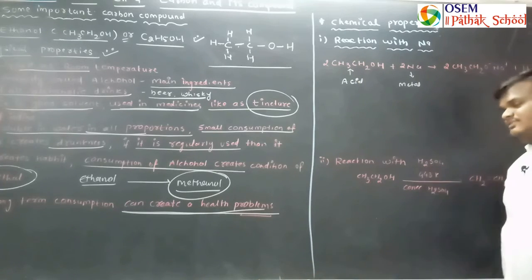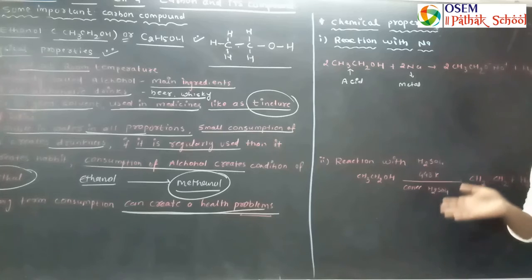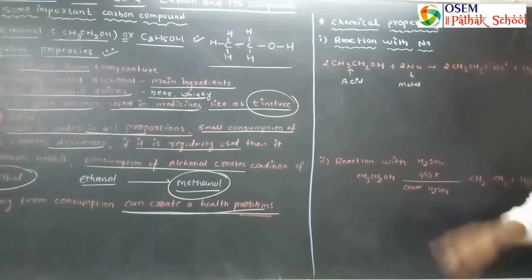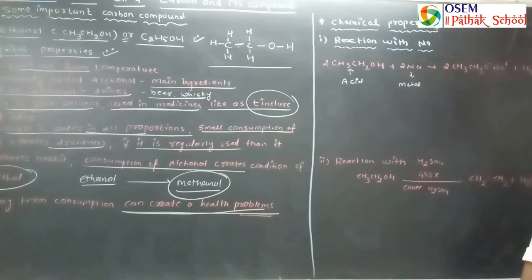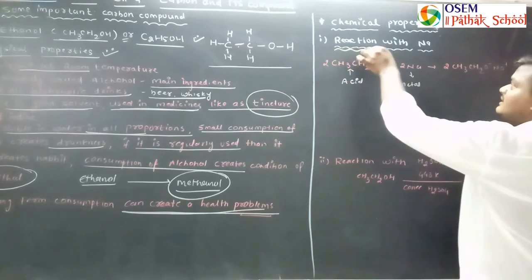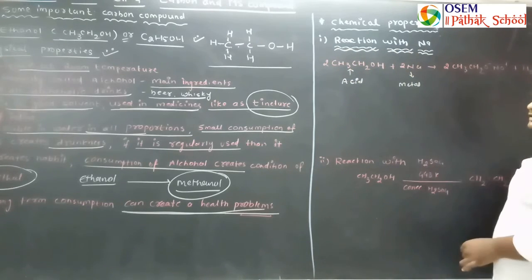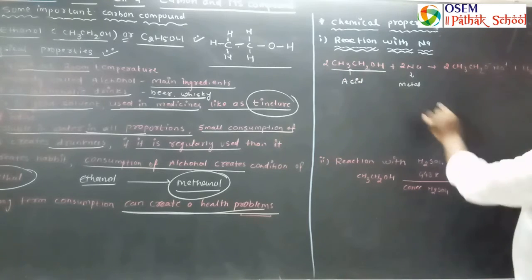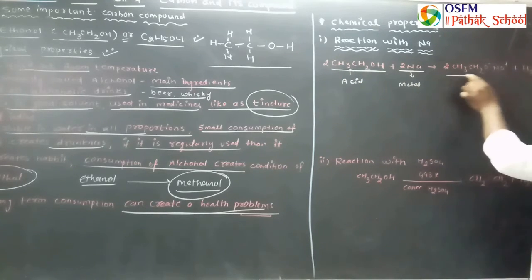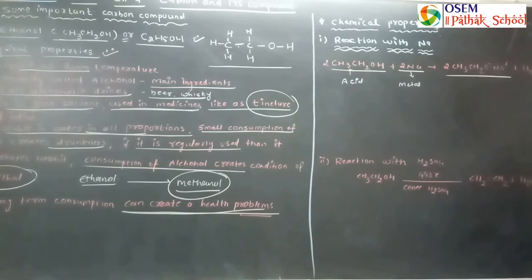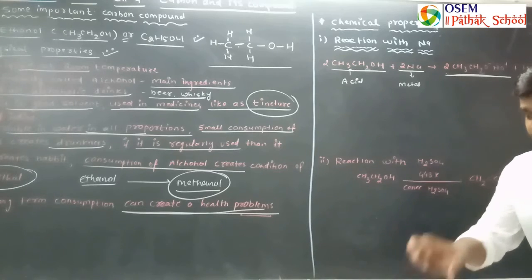So by the reactions, we will identify what types of characteristics are shown by this alcohol towards different elements or different reactants. Firstly, in the chemical properties, the first reaction is the reaction with sodium metal. Here alcohol reacts with sodium and forms sodium ethanoate, which is one of the ester formations, and hydrogen gas is removed. So how does the reaction occur? Look here.